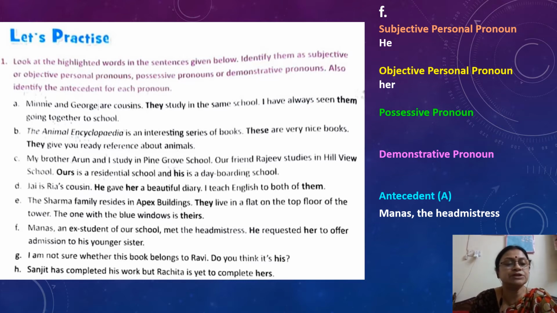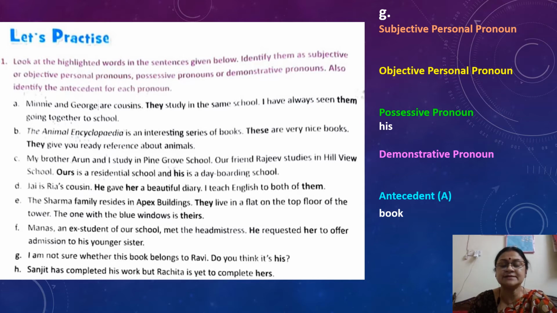Coming to sentence number G. I am not sure whether this book belongs to Ravi. Do you think it's his? Here, his is the highlighted pronoun. Let's move to the answer. His, as it gives indication of possession and is also a pronoun, will be a possessive pronoun. And the antecedent for his is book. Now the last sentence of this let's practice part. Sanjit has completed his work, but Richita is yet to complete hers. Let's move to the answer.